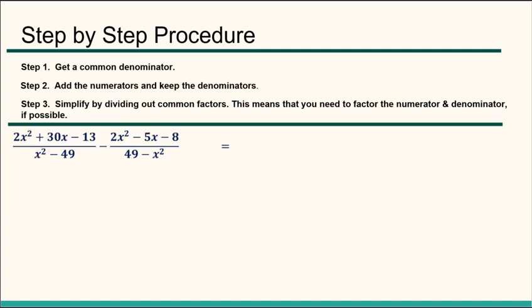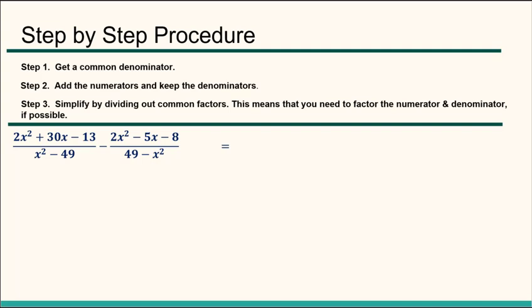Oh my goodness, this is a big old whopping mess. I have 2x squared plus 30x minus 13 over x squared minus 49 minus the quantity 2x squared minus 5x minus 8 over 49 minus x squared. Now look at those denominators. They're really, really close. In fact, they're exactly opposite each other.